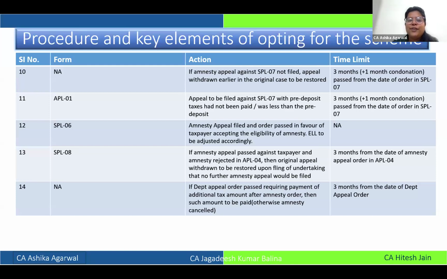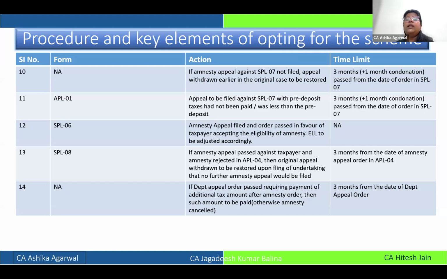It means I can't keep both benefits with me, that I will apply for amnesty also, and keep the appeal also, whichever comes in my favor, I will go with. This is not the way. You have to choose one way and move accordingly. So I have to submit my withdrawal application if, at the time of making the application under the scheme, I didn't get the withdrawal order. If I have got the withdrawal order, then I have to submit it with this application. If I get the withdrawal order after my application, then I have to submit it within 1 month.